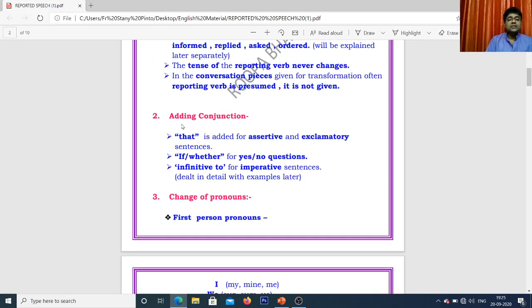Second, adding conjunctions. I told you what that is. For a statement, you need to add that. If or whether in case it is a yes or no type of question. Then the infinitive to or imperative for imperative sentences like orders, commands or requests.